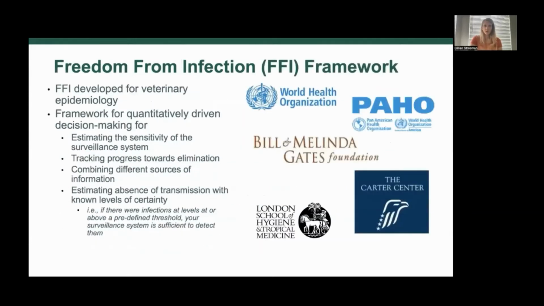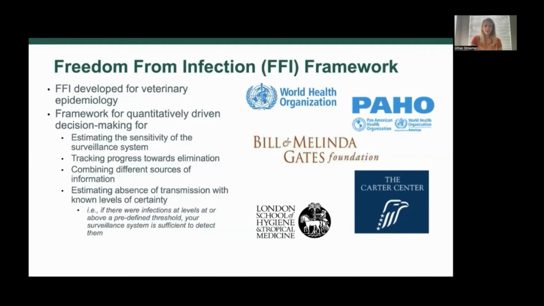So the Freedom from Infection project was developed based on methods used in veterinary epidemiology. In that context, veterinary epidemiologists need to confirm that there are no diseases that pass through borders as part of animal trade. And so they've really developed these tools that can be used to support a quantitative decision-making process and involve estimating the sensitivity of the surveillance system for detecting the disease of interest or infection of interest.